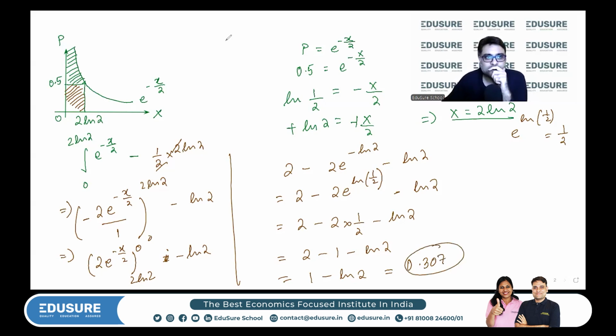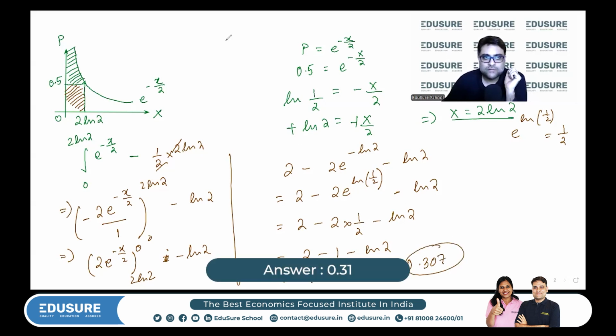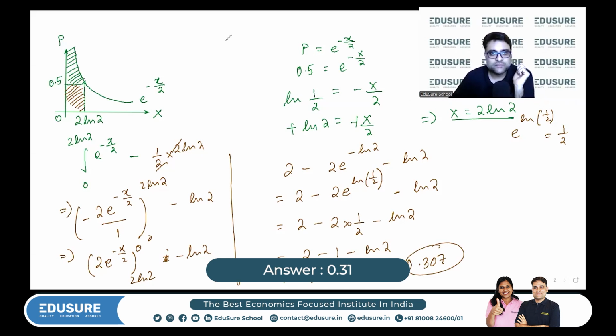What decimal place are we looking at here? We are looking at 2 decimal places. 2 decimal places will be 0.31.